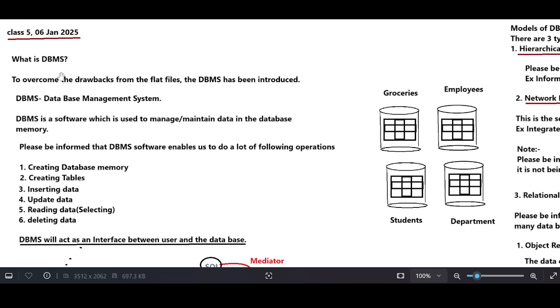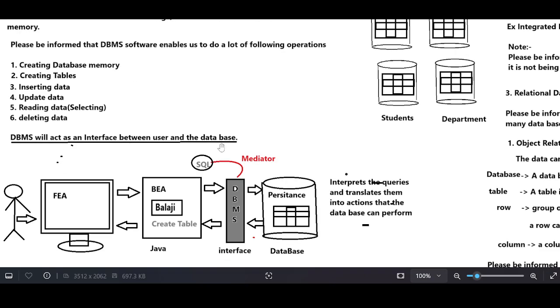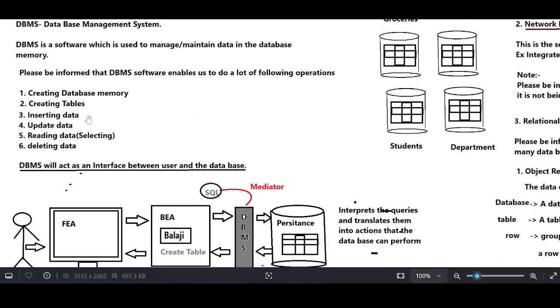Okay, so yesterday we were discussing what is DBMS. DBMS we completed. If anyone asks you what is DBMS, you can tell them: a DBMS is an interface between the user and the database. With the help of a DBMS, you can perform many operations: creating databases and tables, inserting data, updating, reading, and deleting data.